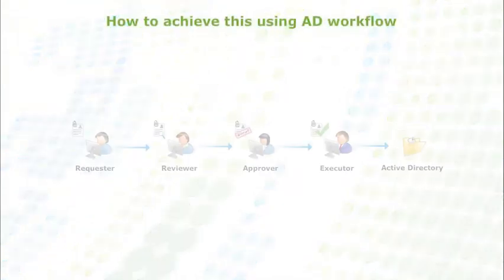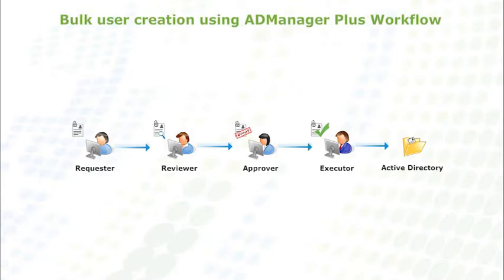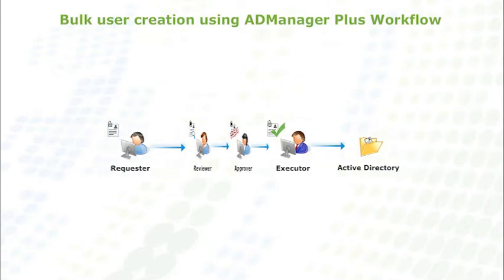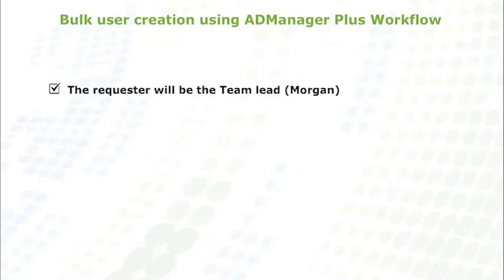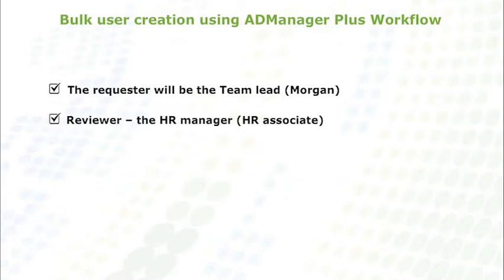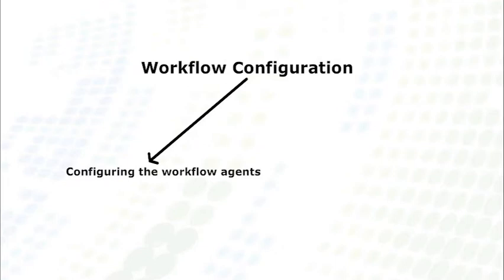The workflow structure in ADManager Plus can be customized to include a requester, a reviewer, an approver, and an executor based on the organizational requirement. By default, 2 workflow agents would be configured in ADManager Plus. In our test case, the requester would be the team lead Morgan, the reviewer would be the HR associate, and the executor would be the system administrator. The workflow configuration can be divided into 2 parts: 1. Configuring the workflow agents, and 2. Defining the assigning rules.